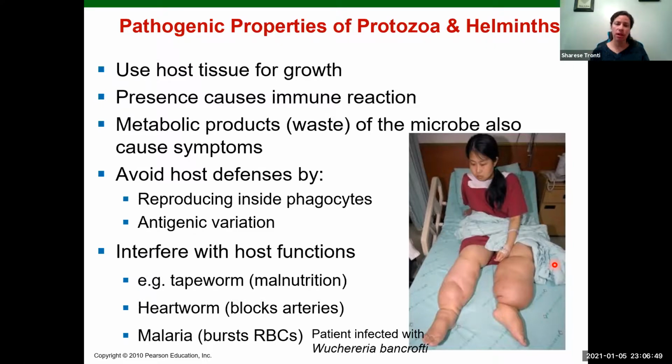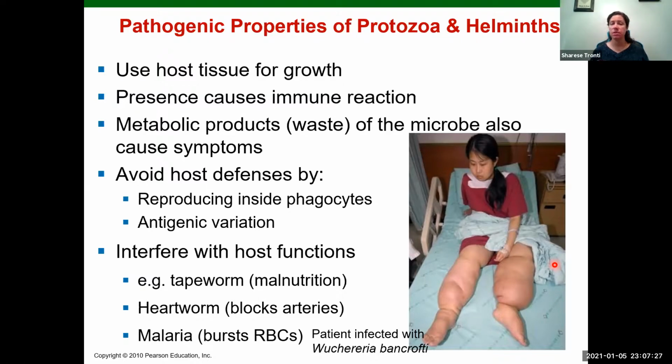They can avoid or evade the host defenses. Especially protozoa may reproduce inside of the phagocyte. They'll be engulfed by the phagocyte, and then they'll just take over the phagocyte. They don't see that as a problem. They're like, okay, fine, engulf me, but then I'm going to use you to divide inside of. They also can rapidly change antigens, so that's going to evade the host defenses. And they can also interfere with the host functions.